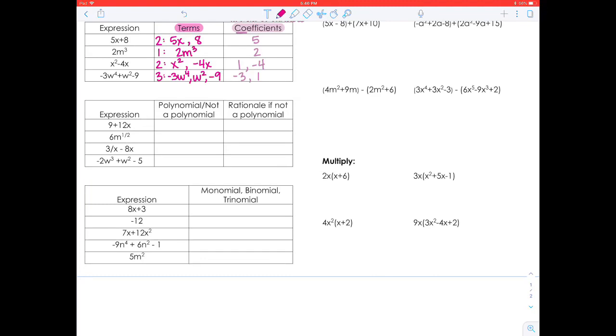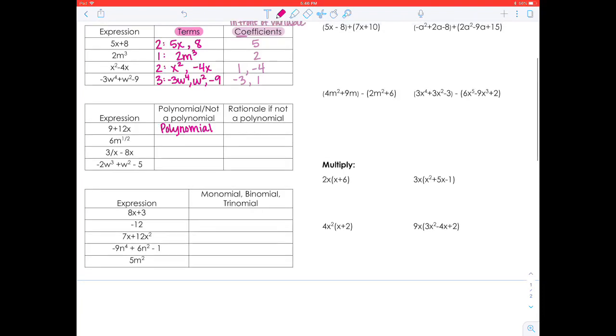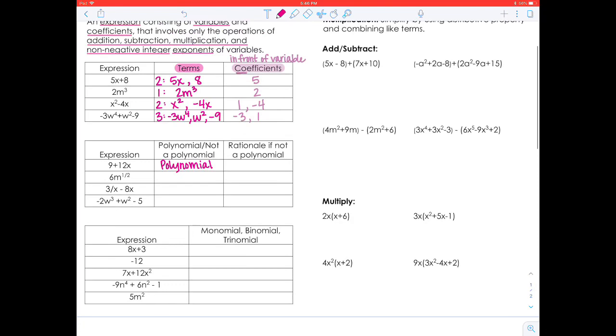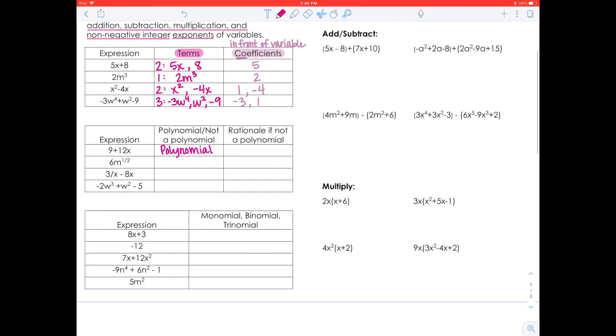9 plus 12x, that has 2 terms. We've got addition, I see variables, so this is good to go. This is a polynomial. Okay, next we have 6m to the 1/2 power. So we've got an exponent here, but it is not an integer. 1/2 is not a whole number. So that does not meet our test. This is not a polynomial. And our reasoning is because we have a fraction exponent.